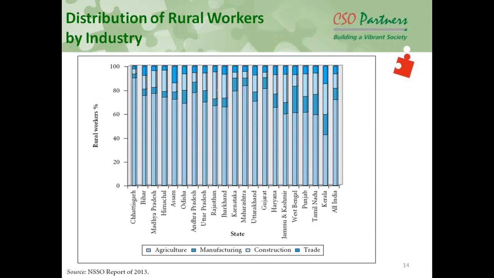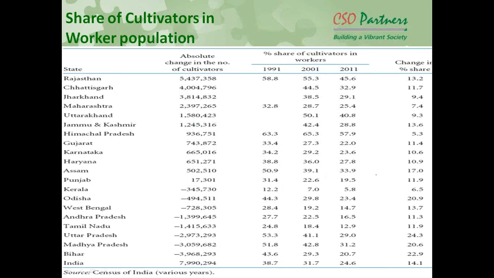Now, the distribution of rural workers in all India. Usually agriculture would be the highest, definitely, that's quite natural in the rural sector. In manufacturing, construction and trade, we see a very small number of people. We will get into that in a little more detail. Now, the share of cultivators. Again, we don't have to get into all these data. I will just take you to the aggregation.